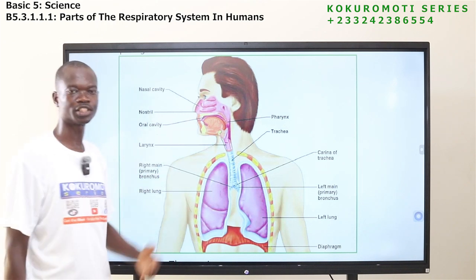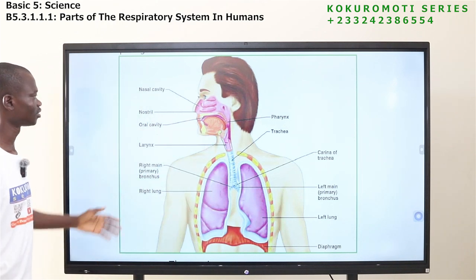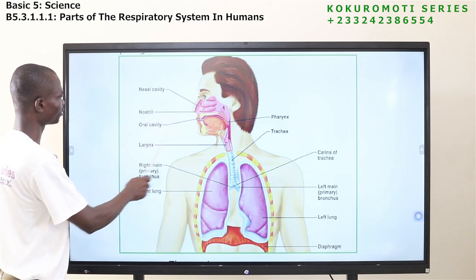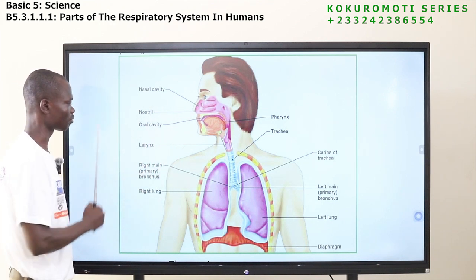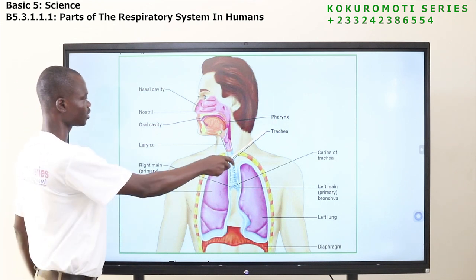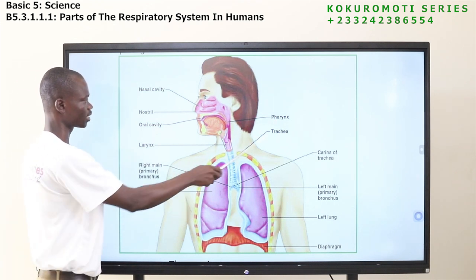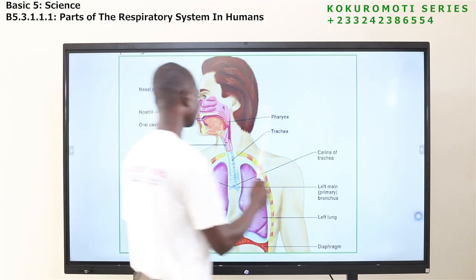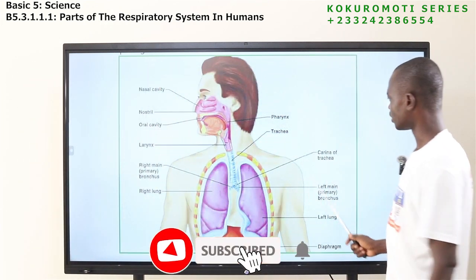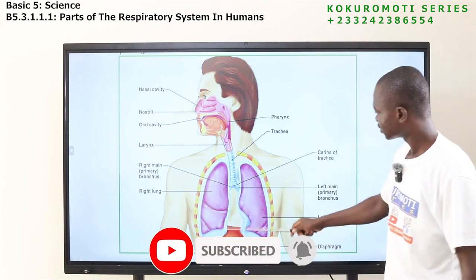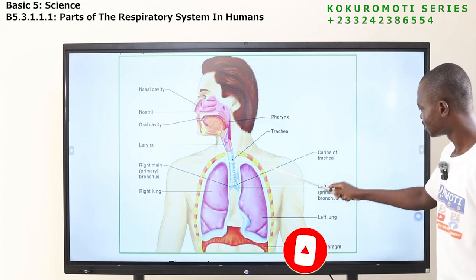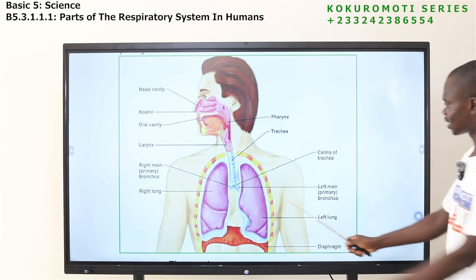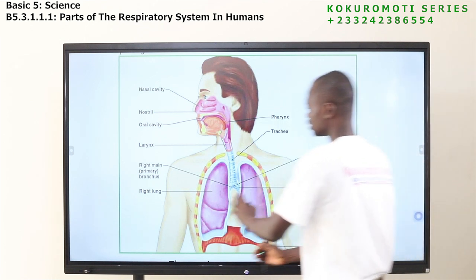Now let's look at the main picture. This is how the respiratory system looks like. You see, the nose or the nasal cavity, we have the nostril, we have the oral cavity, the mouth. We have the pharynx, the larynx, the trachea, and here the right main and the left main bronchus. Okay, we have the lungs here. This is the lungs. This is the left side of the lung. This is the right side.